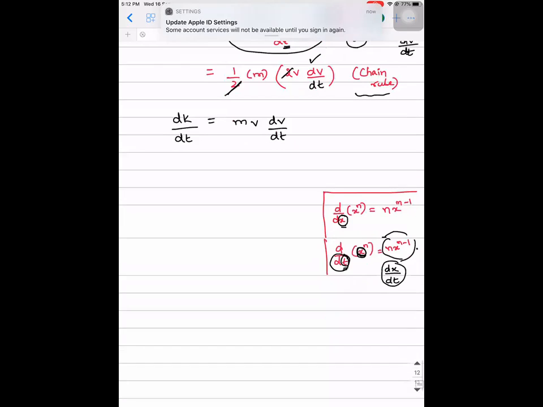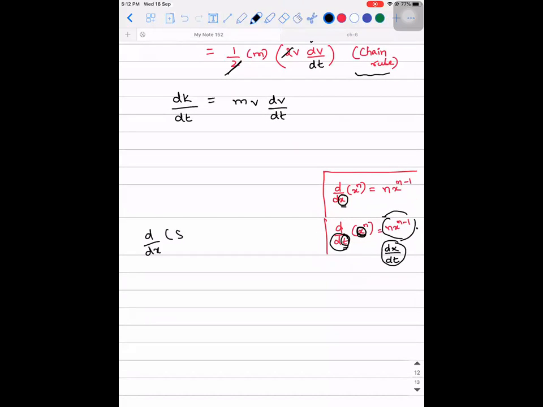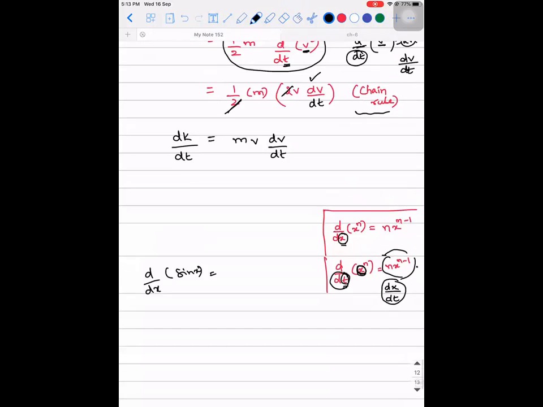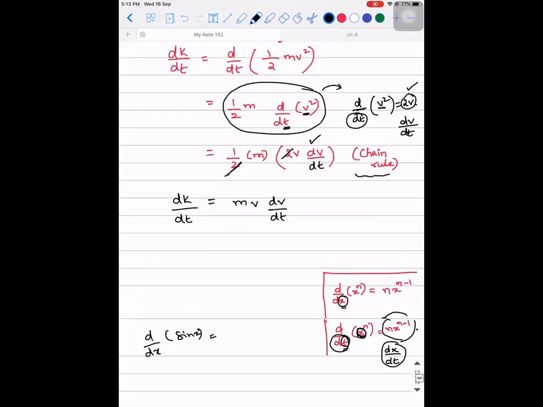Sir, take another example. What is the derivative of sin x? Sir, actually, the first step you wrote dk by dt is equal to d by dt into half mv square, no, sir? Yes, then half into m is a constant. It will come out of the derivative. Oh, okay, okay, sir.